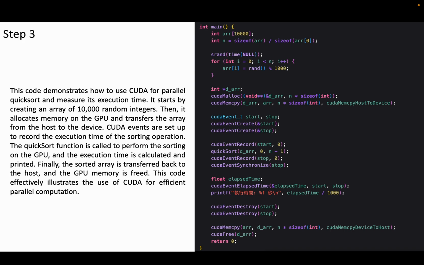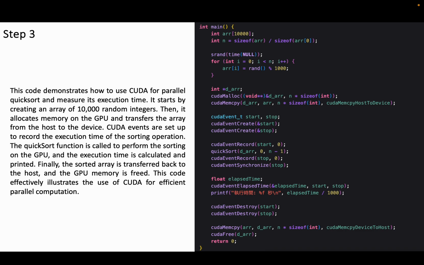The third step is the main function, which shows how to use CUDA for parallel quicksort and measure its execution time. It starts by creating an array of 10,000 random integers, then allocates memory on the GPU and transfers the array from the host to the device. CUDA events are set up to record the execution time of the sorting operation. The quicksort function is called to perform the sorting on the GPU, and the execution time is calculated and printed. Finally, the sorted array is transferred back to the host, and the GPU memory is freed. The code uses CUDA to achieve parallel computation.